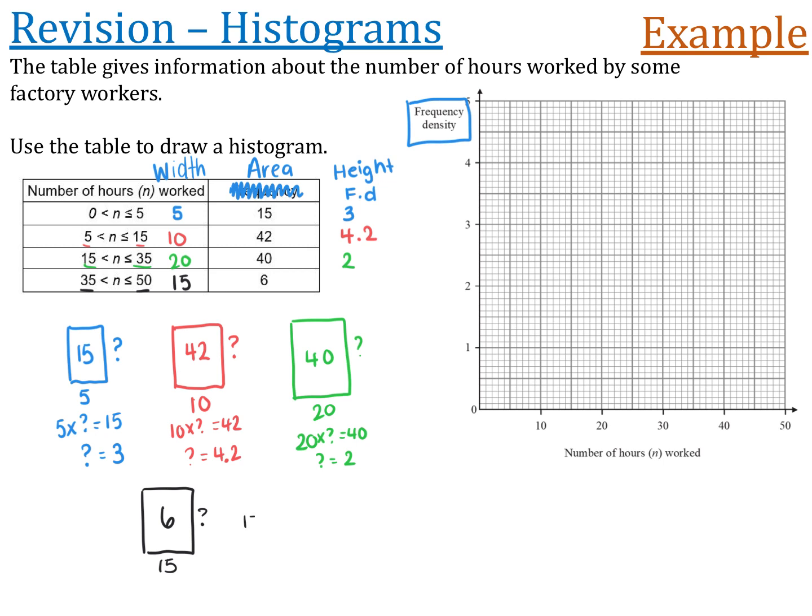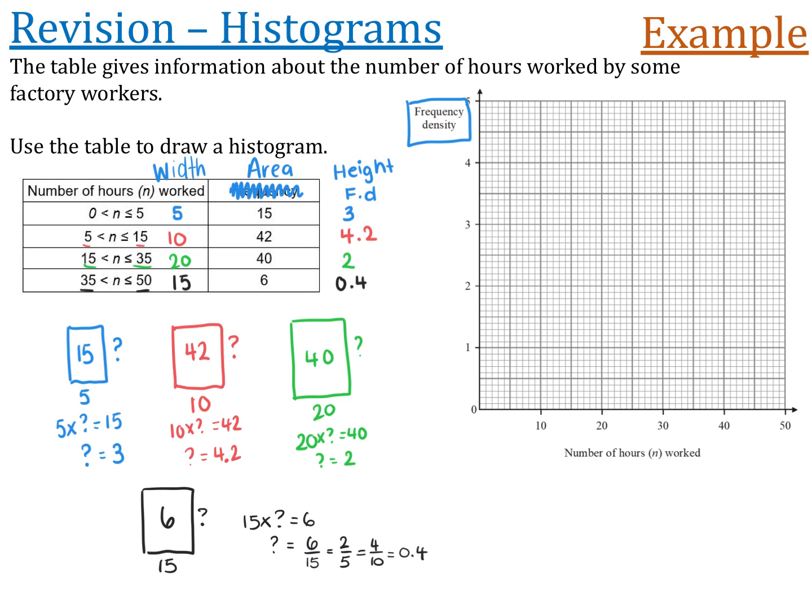So this time I have 15 times by something is going to give me 6. Let's see, 6 divided by 15, because we've got to do this without a calculator on Friday. 6 divided by 15, those can both be divisible by 3. So that's 2/5, which is 4 out of 10, which is 0.4. That's how I would do that on Friday if I didn't have a calculator. All right, so the height of this one is going to be 0.4.